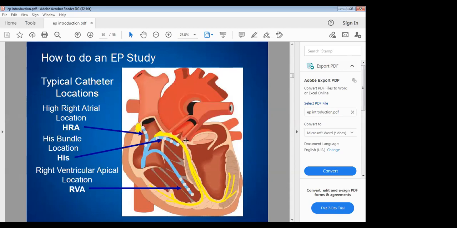This one is going into the RVOT. This one is touching the East bundle. This one is going into the right ventricle. So as I said, the catheter 2 can go into the RVOT, it can go into the coronary sinus. So those are how you put the catheter.